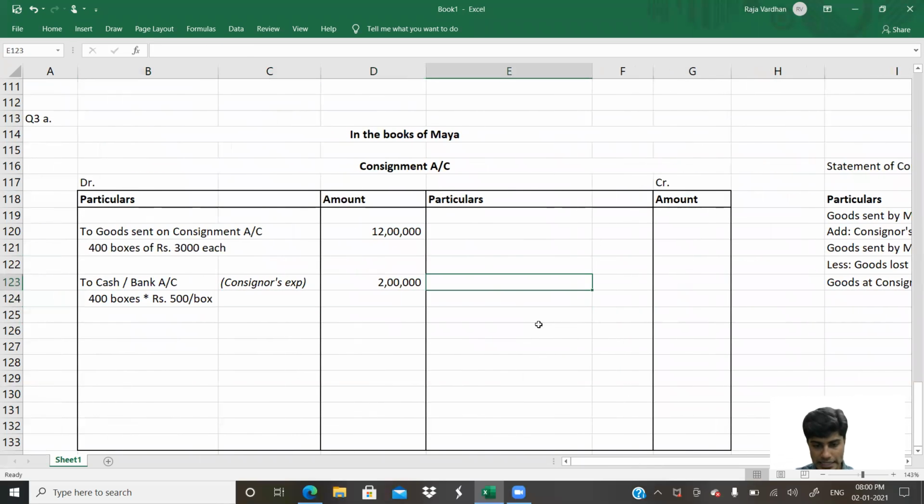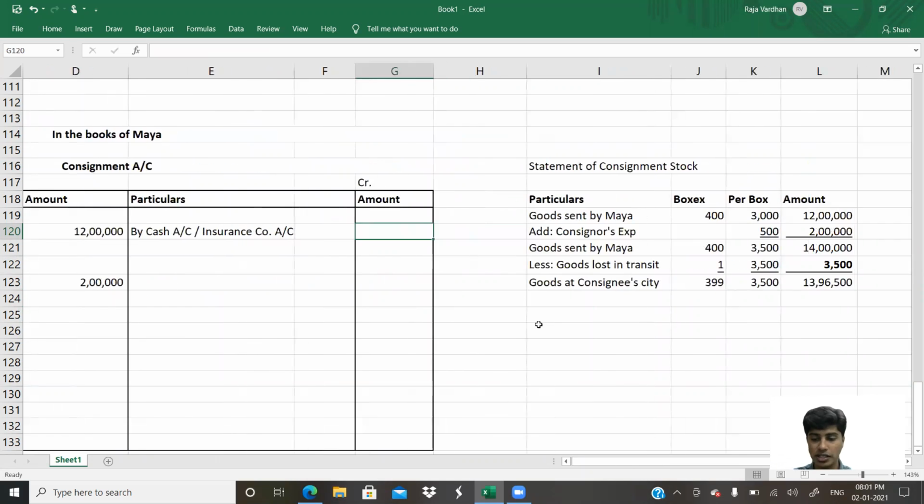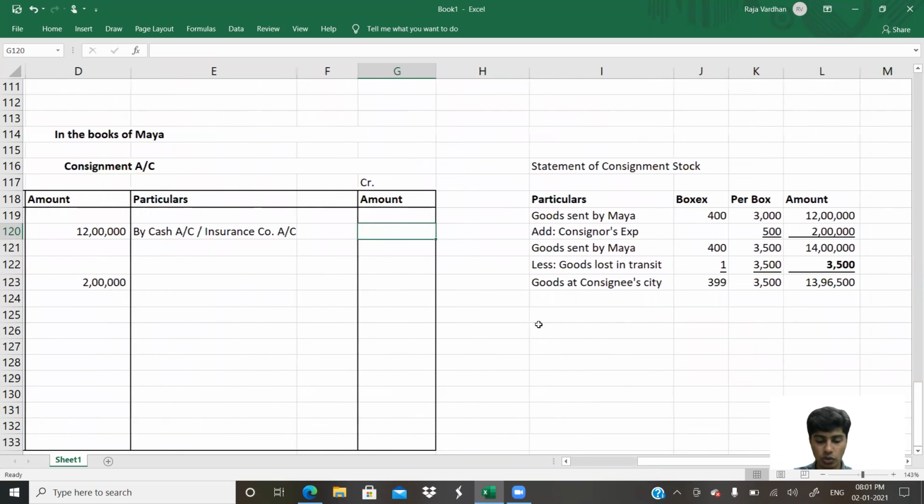So it is basically by cash. I'll write by cash account assuming that it is received. If the insurance claim is not received, I would be writing by insurance company account. I am assuming that the insurance claim money is received, so I'm writing by cash account. Instead, if you want, you can write insurance company account debit. When will we write insurance company account? We will write it when such money is not received. How much is received or how much will be received? 2,700.